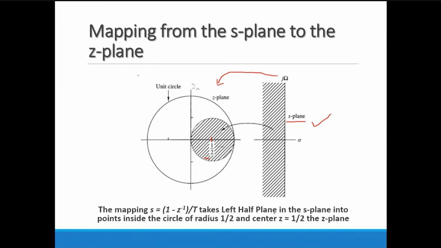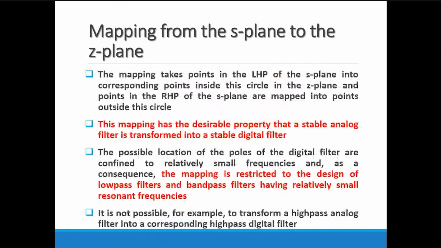Take the left half plane shown in the s plane, which maps into points inside the unit circle. Whatever points you get, in the form of a circle over here, are inside the unit circle. So all your points are inside the unit circle, making a circle of radius 1 by 2 at center 1 by 2 in the z plane. What is the physical interpretation of this? The mapping takes points in the left half plane of the s plane into the corresponding points inside this circle in the z plane, and points in the right half plane of the s plane are mapped into points outside the unit circle.